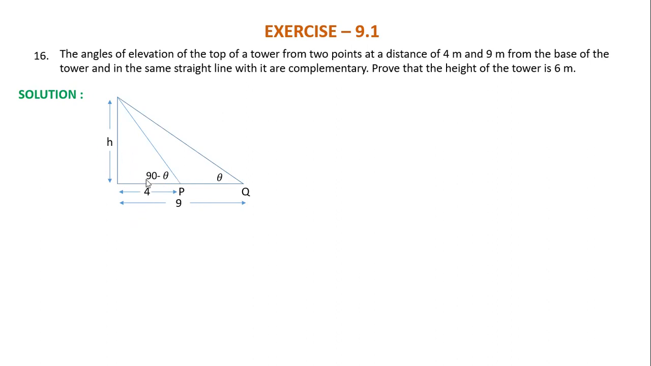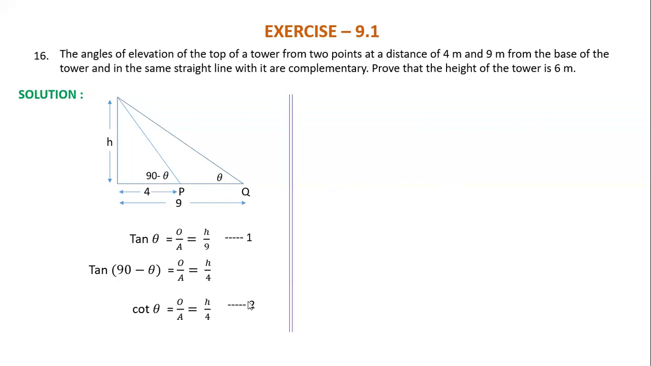Now let us take tan of this. Tan theta is equal to h upon 9. This is the first equation. Tan of 90 minus theta is again h upon 4. Tan of 90 minus theta is cot theta. So cot theta is h upon 4. This is your second equation.